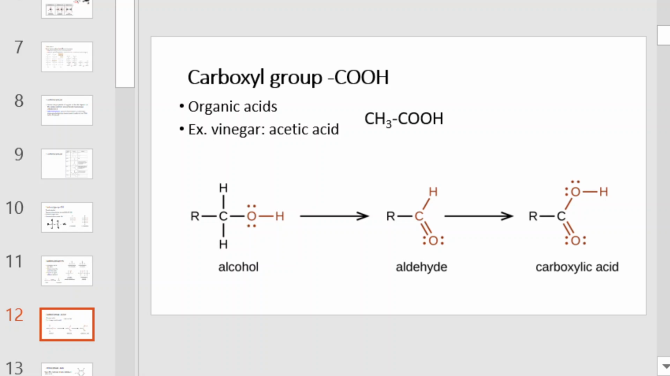The carboxyl group is next. As mentioned previously, it imparts an acidic nature to the biomolecule which possesses it. So it's not unusual to refer to a biomolecule that has a carboxyl group as an organic acid. Some examples include vinegar and acetic acid.